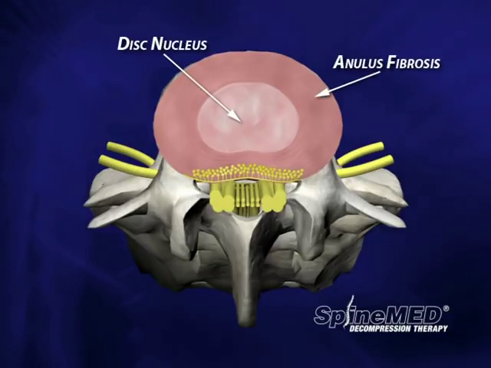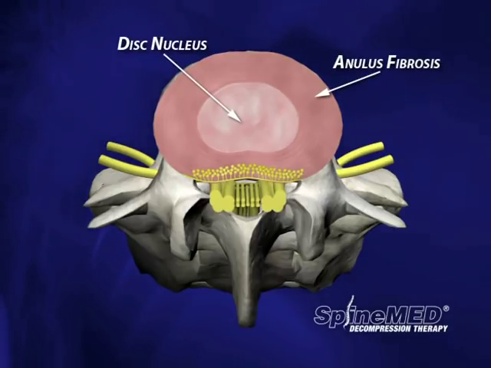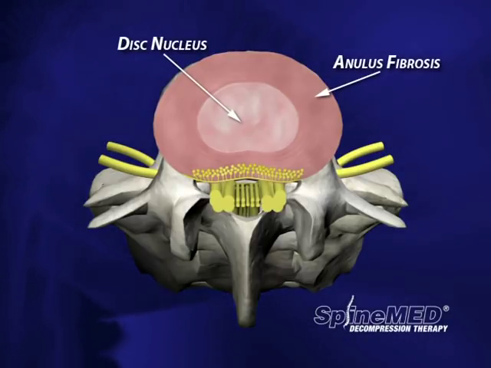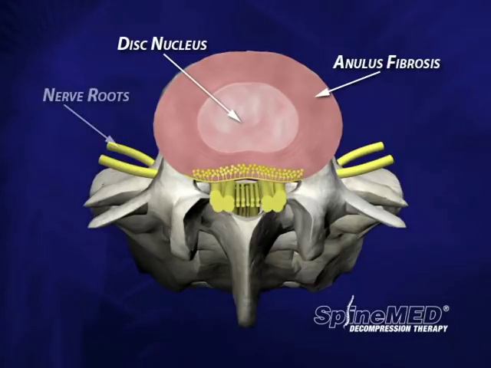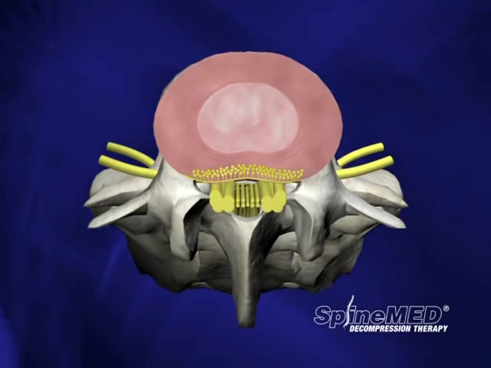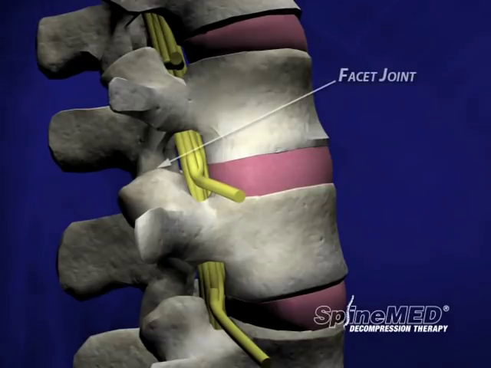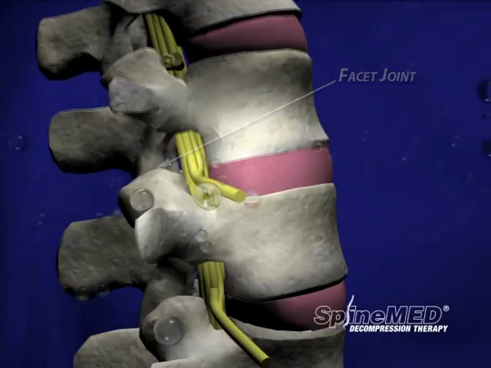In a healthy disc, the annulus is very pliable and capable of bending and flexing. Notice that the annulus has its own nerve supply, shown by the yellow dots along the outer wall. The spinal nerve roots, seen here in yellow, are extensions of the brain and spinal cord. The facet joints are located just behind the spinal nerve roots. It is at these joints that the vertebrae make contact as they are stacked upon one another.